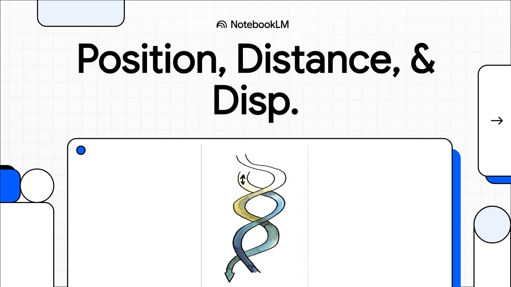Welcome to The Explainer. Today, we're going to break down 3 ideas in physics that sound super similar but are actually worlds apart: position, distance, and displacement. Nailing these is, honestly, the key to understanding pretty much all of motion.